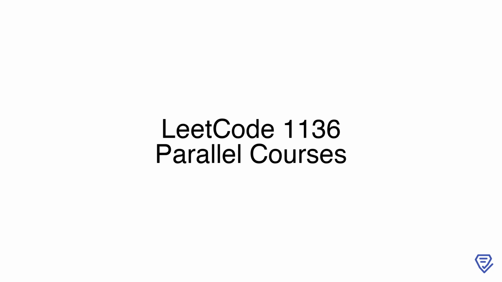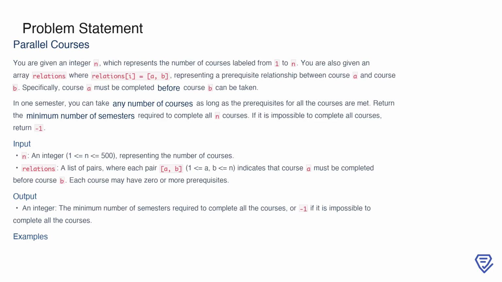Welcome! In this session, we'll explore LeetCode problem number 1136, Parallel Courses. This problem challenges us to determine the minimum number of semesters required to complete all courses while adhering to prerequisite dependencies. Let's dive into the solution together. The problem we're solving is called parallel courses.